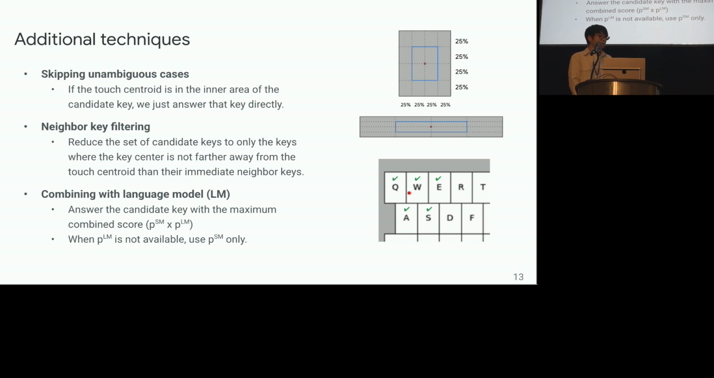Neighbor key filtering is the technique where we focus only on the keys that are surrounding the touch centroid or under the touch centroid, so that we can reduce the space of candidate keys to only the keys that have a high chance to be the intended key. And the last technique is to use the output from our spatial models together with the language model scores. Here we combine the scores of those by multiplication and answer the candidate key with the maximum combined score.